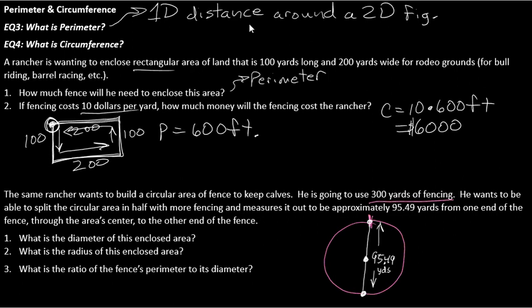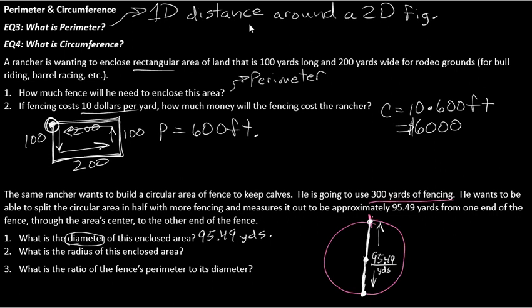Okay, so what is the diameter? So there's the word that we were looking for. What is our diameter of this enclosed area? Well, we have it right here. Okay, diameter is a line that passes from one end of a circle through the center and through to the other side of the circle. Okay, so our diameter is 95.49 yards.